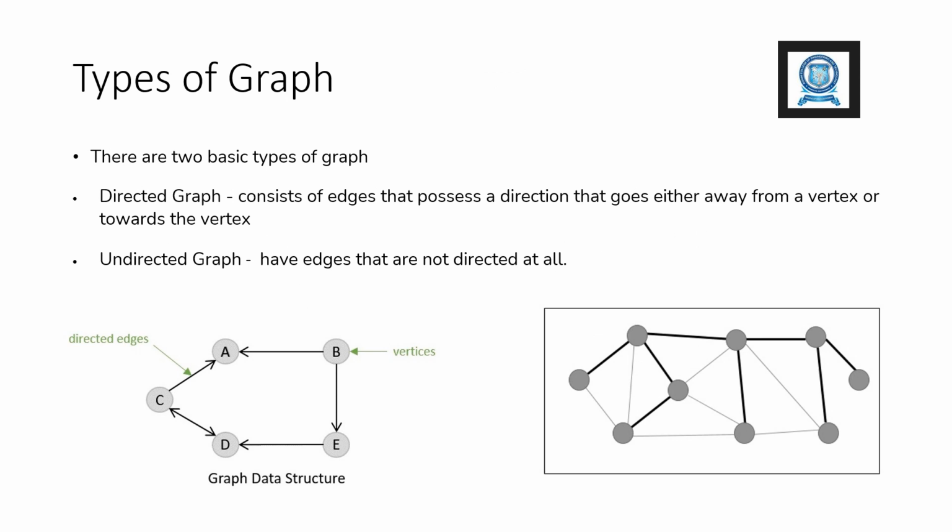Next is types of graph. There are two basic types of graph. One is directed graph, another one is undirected graph. Directed graph consists of edges that possess a direction that goes either away from a vertex or towards the vertex. The left side picture shows the example of directed graph. Second is undirected graph. It has edges that are not directed at all. The left side picture shows the example for undirected graph.